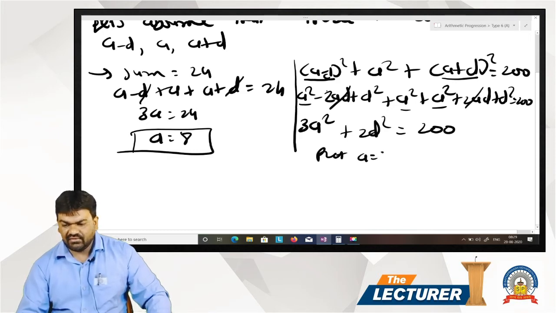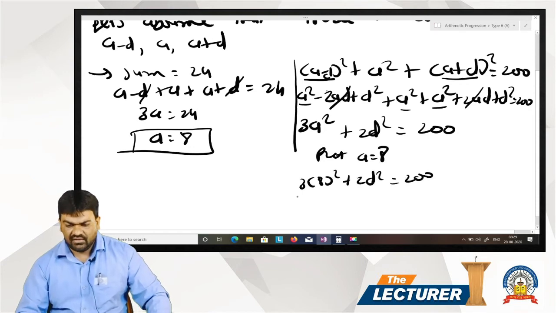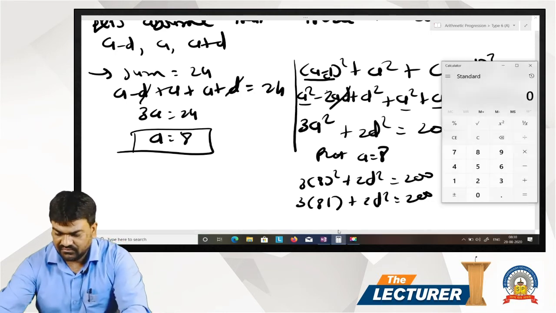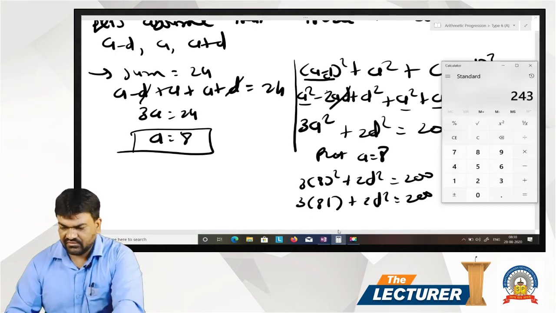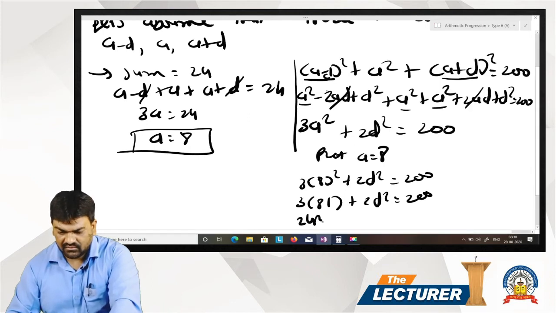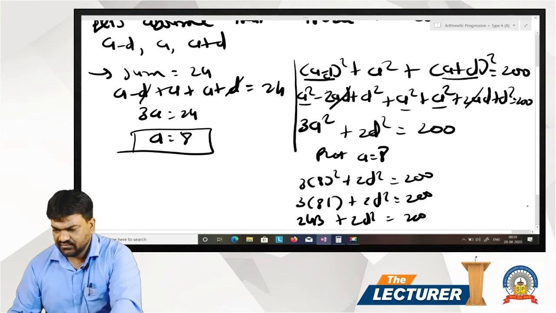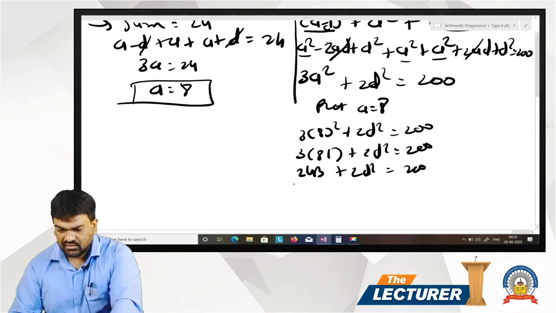Put a is equal to 8: 3 multiplied by 8 square plus 2d square is equal to 200. 8 square is 64, so 3 multiplied by 64 plus 2d square is equal to 200. 3 multiplied by 64 is 192.